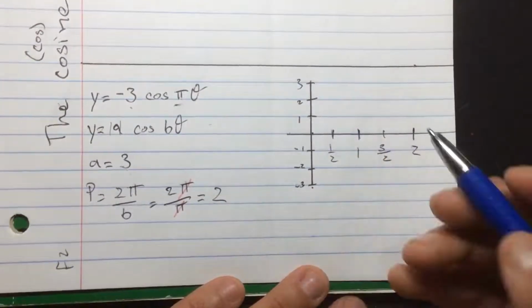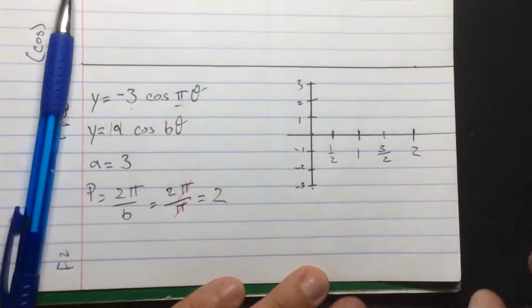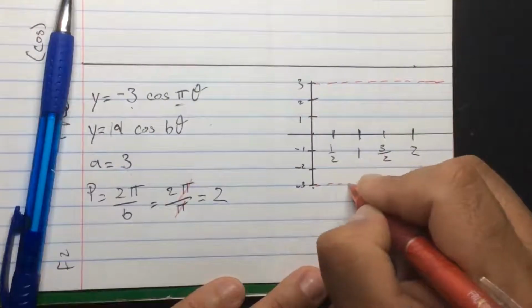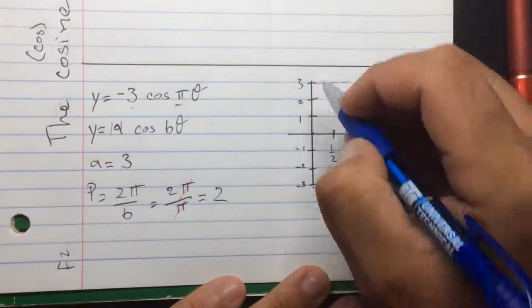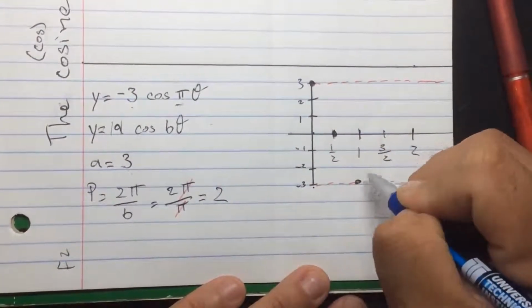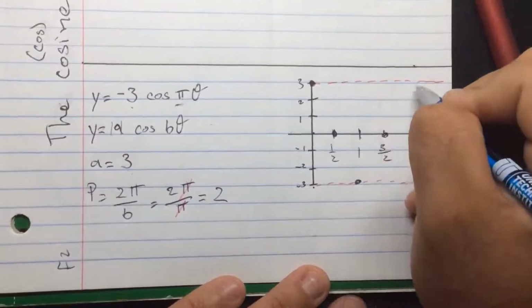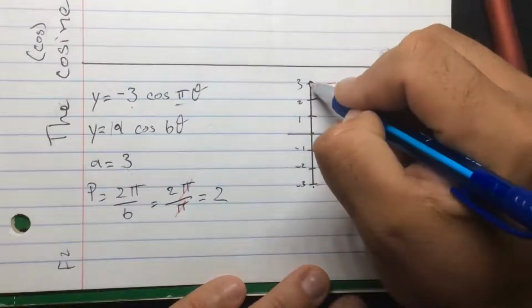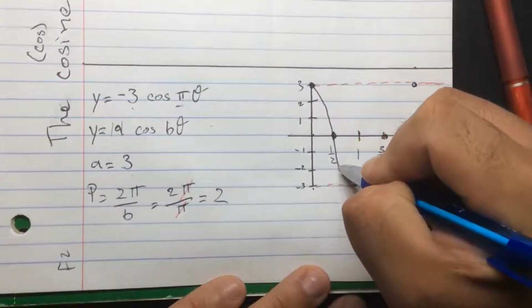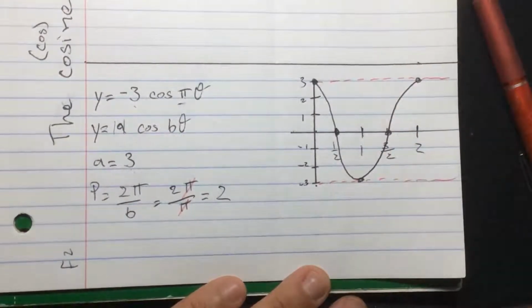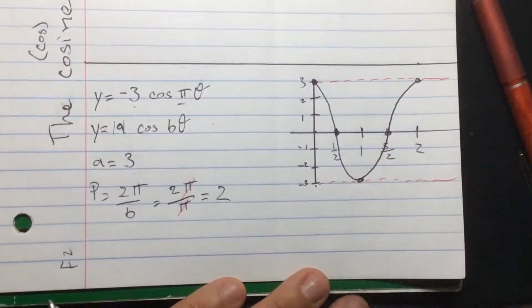Once again, because we are doing a cosine graph, we're going to go ahead and start this. But before we do that, let's put our maximum dotted line and our minimum dotted line to show that we're not going to be passing those dotted lines when we're doing this. So we're going to start at 3, go down to 0, go to negative 3, go back to 0, and go to positive 3 again here. This is going to make a nice, lovely curve. Bam.